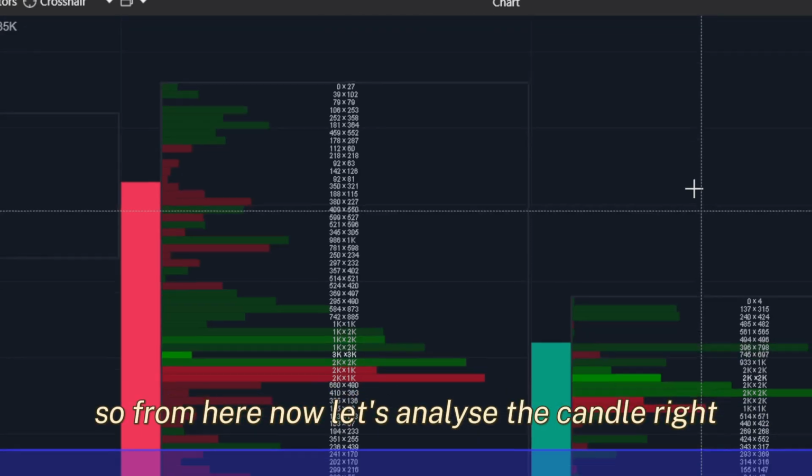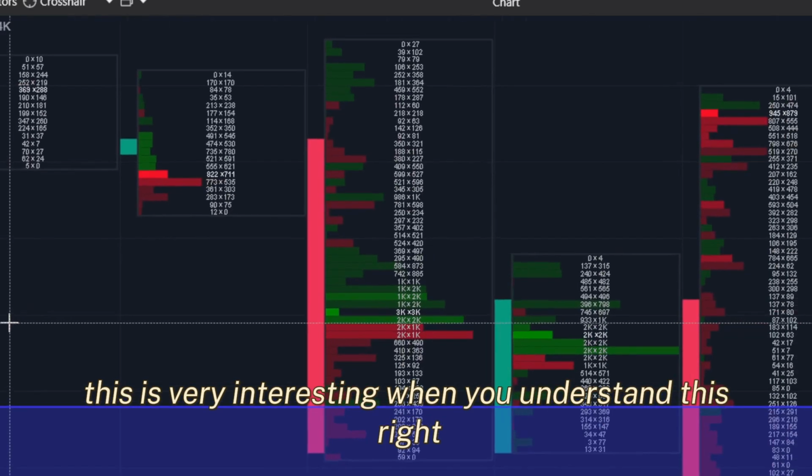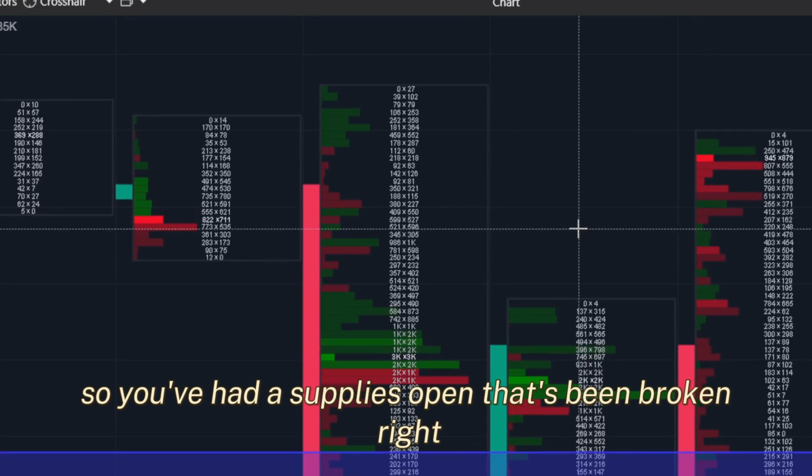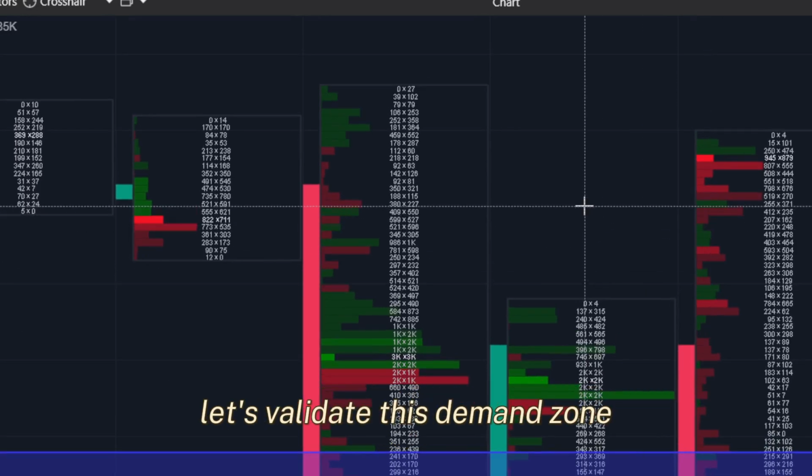So from here now, let's analyze the candle. This is very interesting when you understand this. What you need to understand is we're at a key level. We've had a supply zone that's been broken, so this is now a demand zone. But let's validate this demand zone.